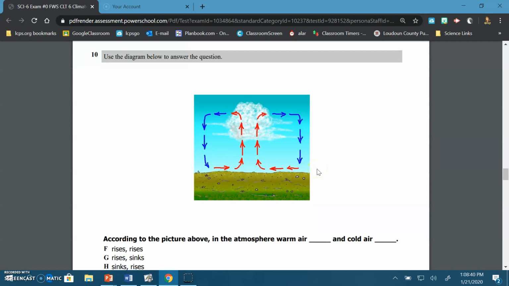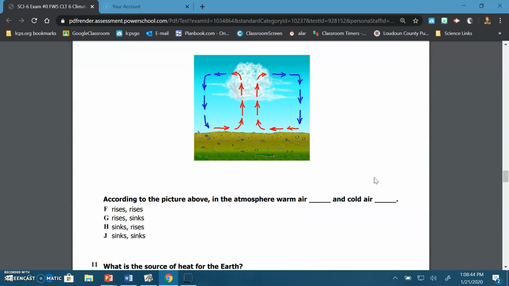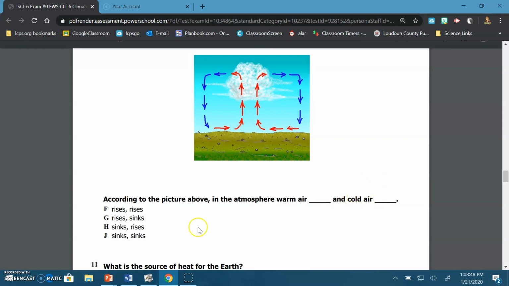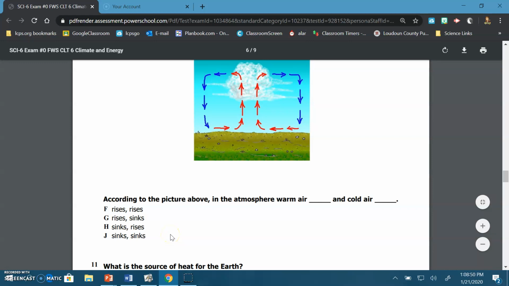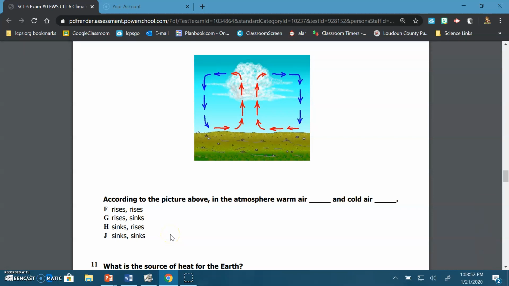Number 10, use the diagram below to answer the question. According to the picture above, in the atmosphere, warm air blank and cold air blank. F, rises, rises. G, rises, sinks. H, sinks, rises. J, sinks, sinks.